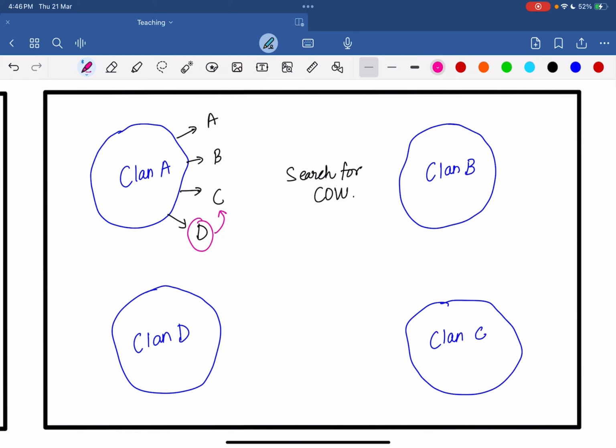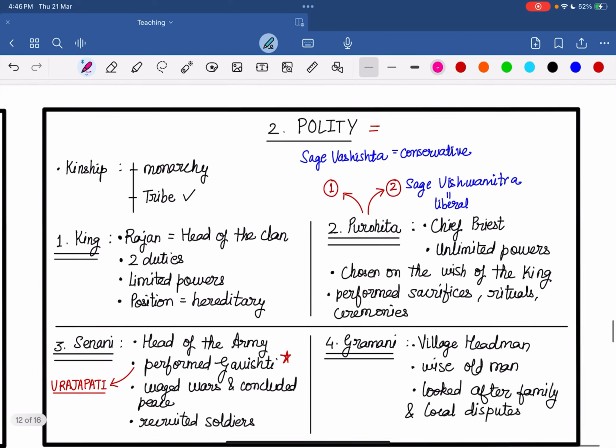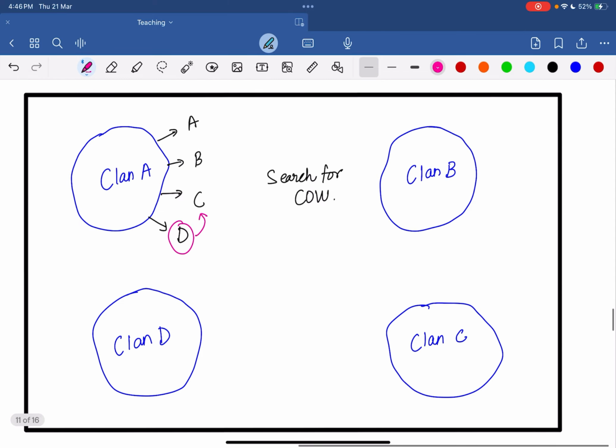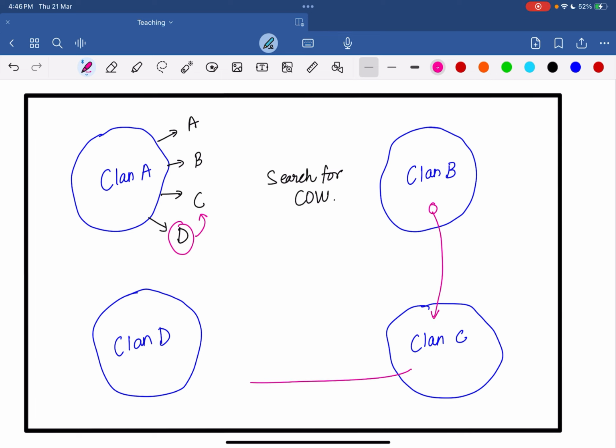So what happens now is, we saw that the Rajan has 2 duties, right? To protect his clan and to preserve the cattle as well. So now the Rajan is going to issue Gavishti. Search for the cow. Where exactly is the cow? Let's say the cow has been found in clan B. Clan B would say, no, this is not your cow. The cow is in clan C, I know. Clan C would put the blame on clan D. Let's say that the missing cow is found in clan C. This is the missing cow. From clan A it's been missing, and the person is saying that this is my cow, and the cow is residing in clan number C.